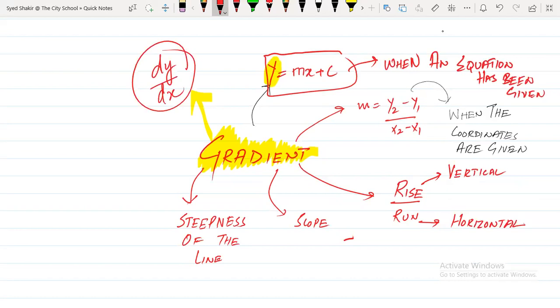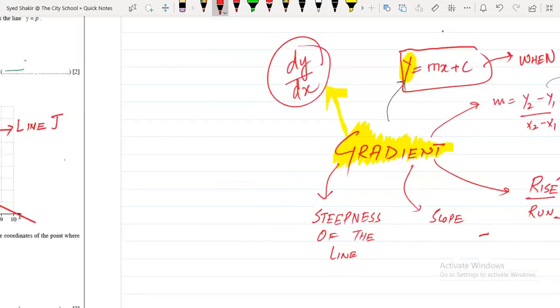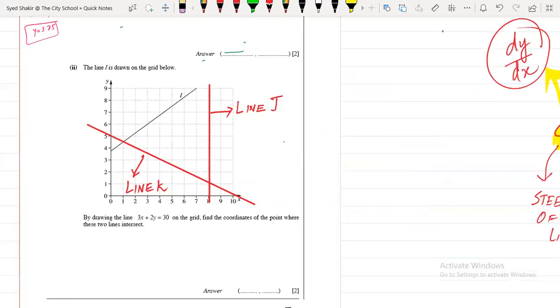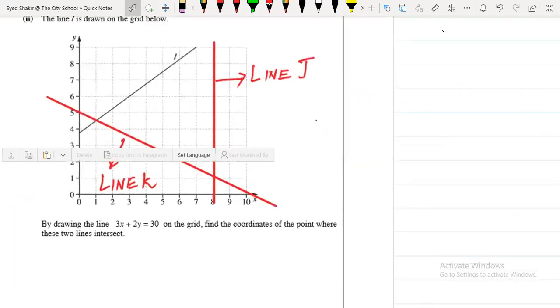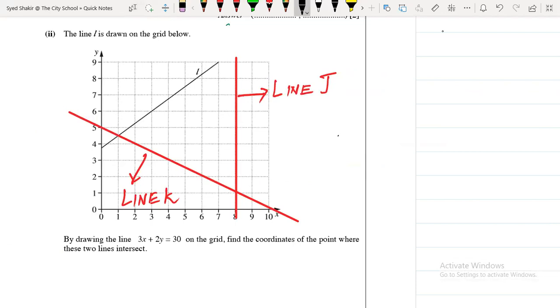Okay, now I'm going to give you some examples of how to find the gradient of the line by rise over run, how to find the gradient of the line when coordinates are given, and how to find the gradient of the line when an equation has been given. Let's take some examples. Here are some straight lines. I'm going to find the gradient by the formula rise over run.